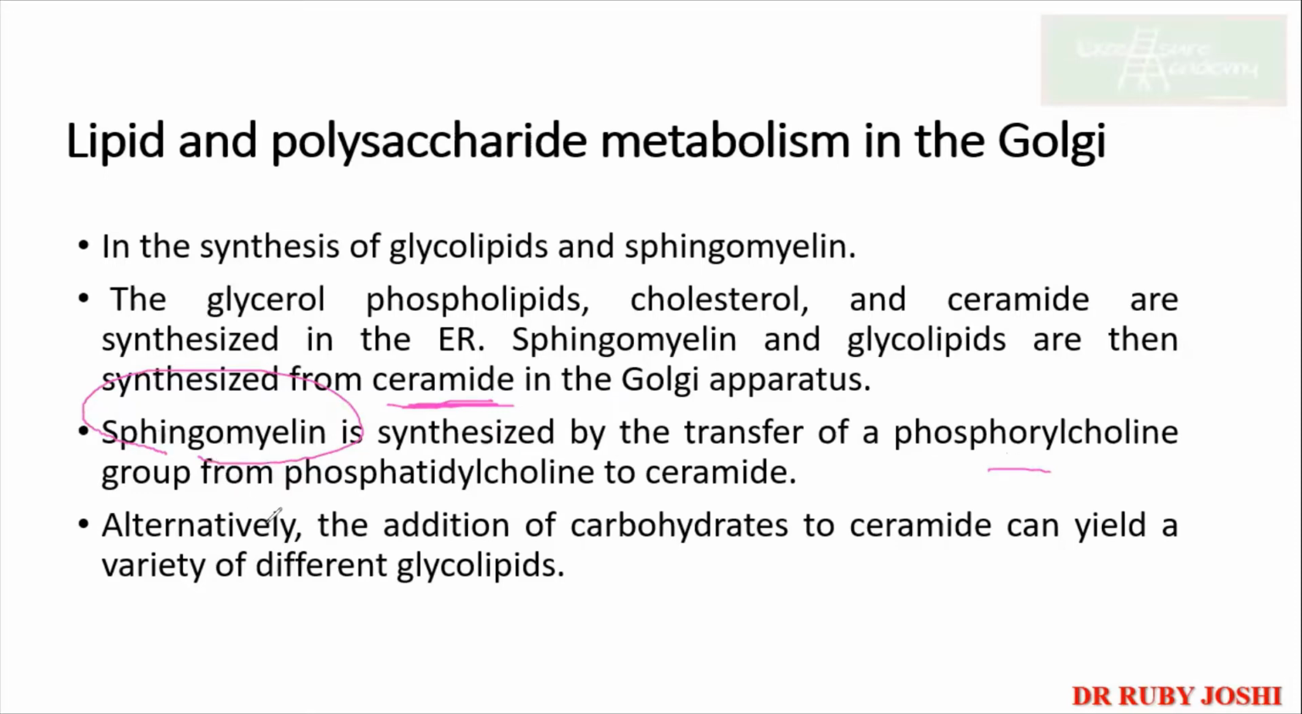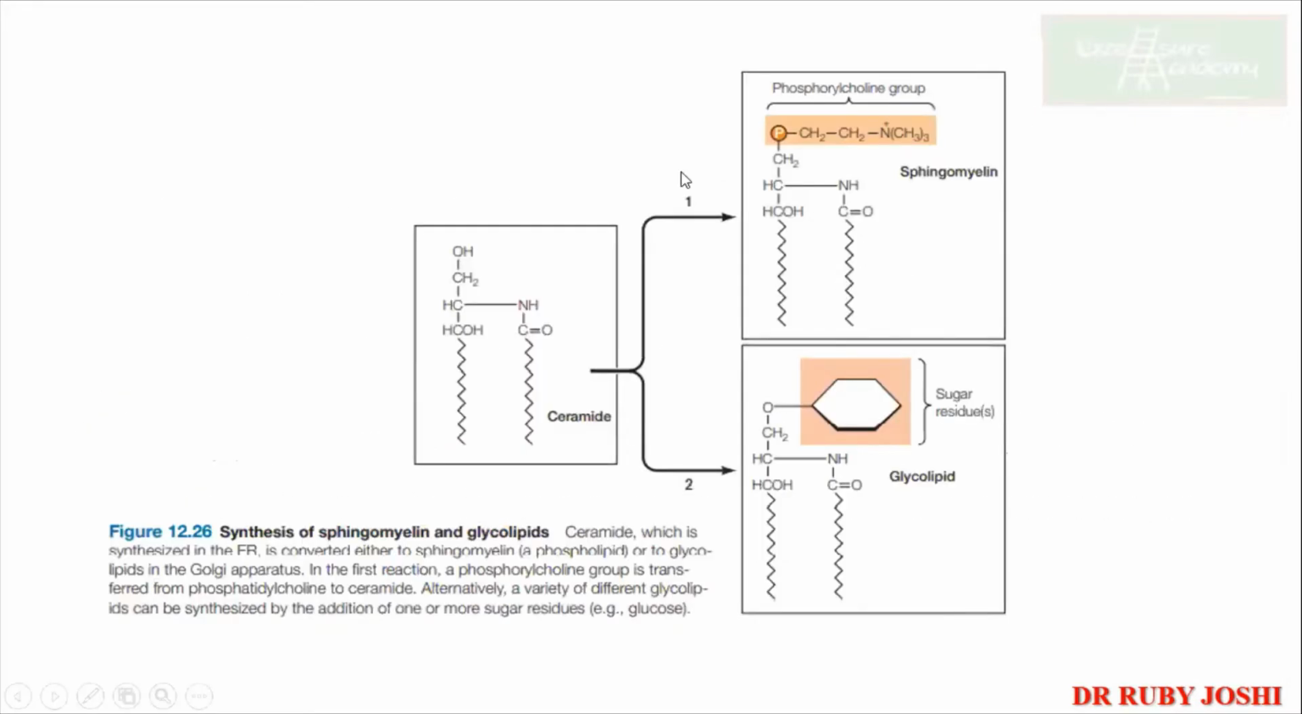Okay. Now, if you add different sugars to the ceramide, you are going to get different glycolipids. Let's see the structure. Don't worry, we have got the structure. Okay, so this is your ceramide. Now, can you see the difference between the ceramide and glycerol? Do you remember how glycerol looks?